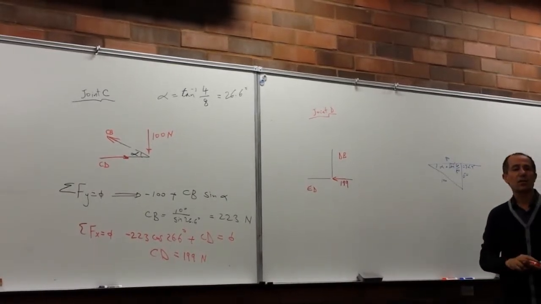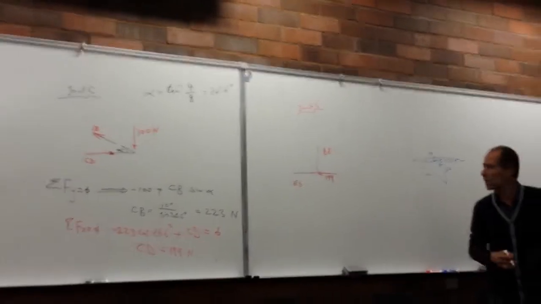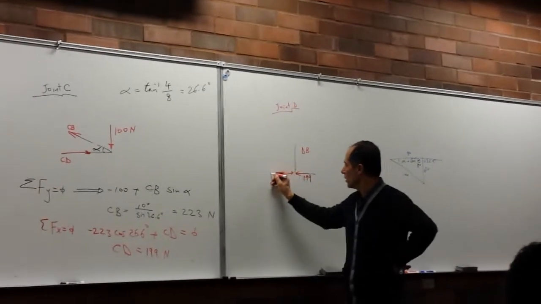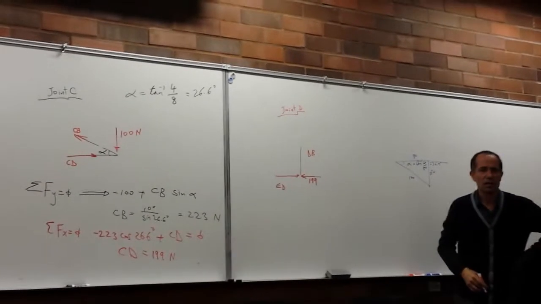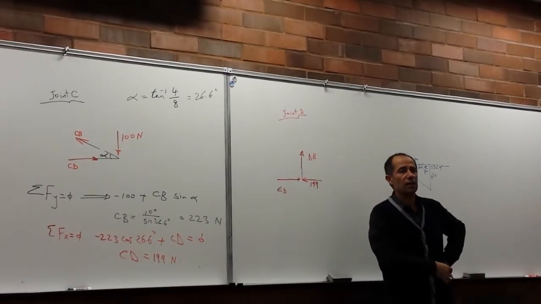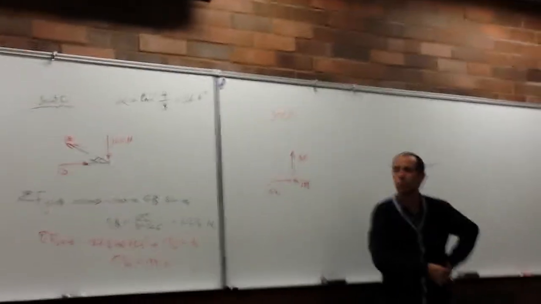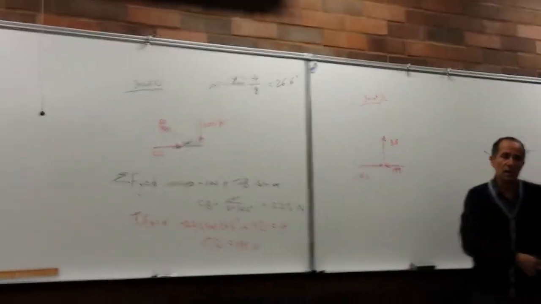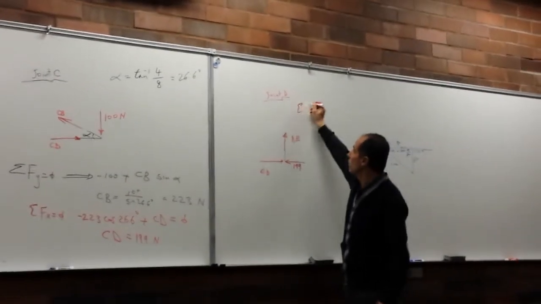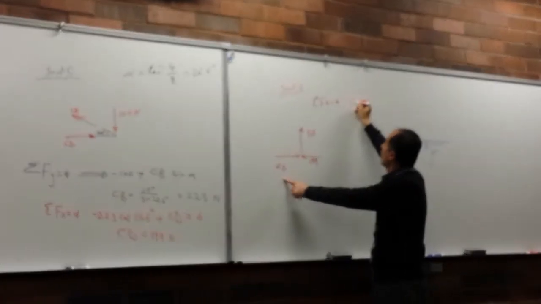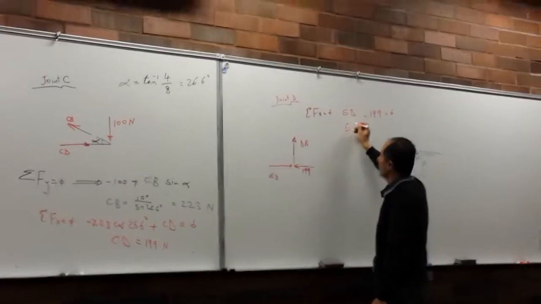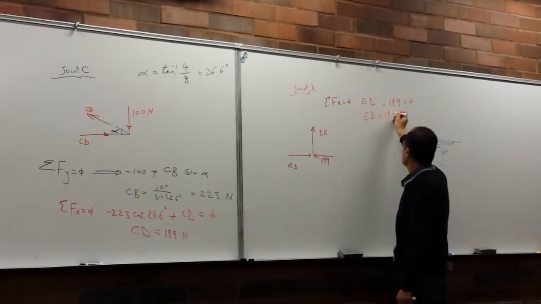And DB. Let's look at directions first. What direction should I put for ED? This way, correct? Right. What about DB? It doesn't matter, he said. Let's start. Sum of forces on X or sum of forces on Y? It doesn't make any difference here. Sum of forces on X equals 0. I have ED positive, negative 199 equals 0, or ED equals 199 Newton.